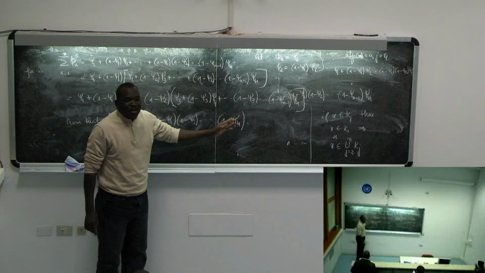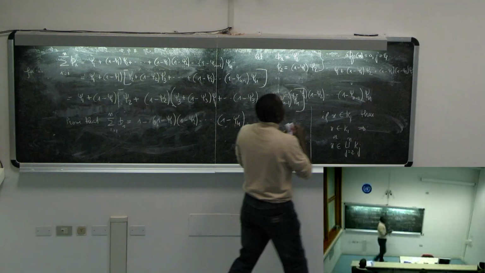Because for any x in K, x is in some K_i. And so this term is always equal to 0, and we get exactly 1. So homework, try to do this.